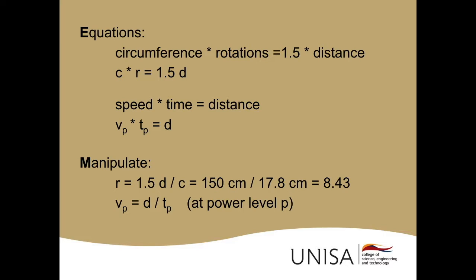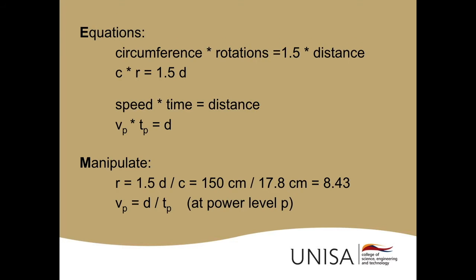Now, our second equation helps us with determining the speed. Speed times time will give us the distance, or with variables, v sub p times t sub p equals the distance. The distance is always the same for each power level, thus it doesn't have a subscript, but my velocity and my times vary with the different power levels p that I'm using.